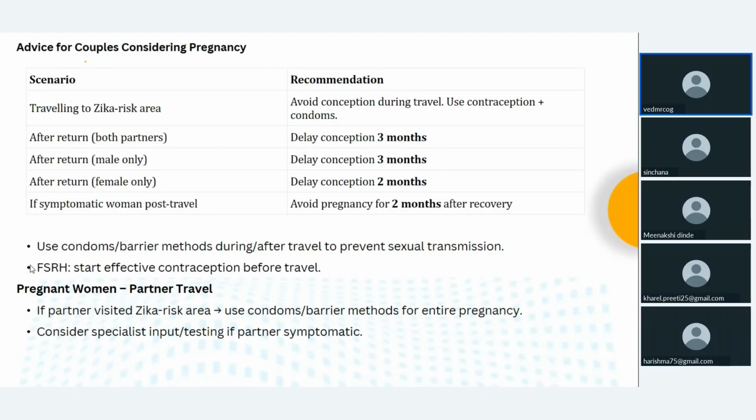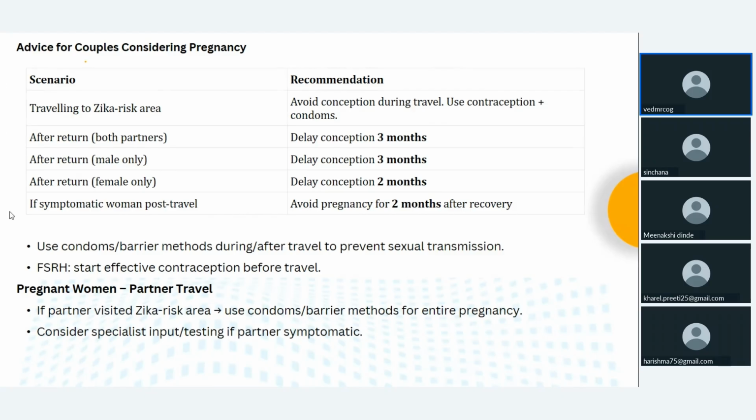And what does the FSRH say? Start effective contraception before travel itself. Then pregnant women and partner travel. If the partner has visited a Zika risk area, use condoms or barrier methods for the entire pregnancy. So in that particular case, use condoms or barrier methods for the entire pregnancy.